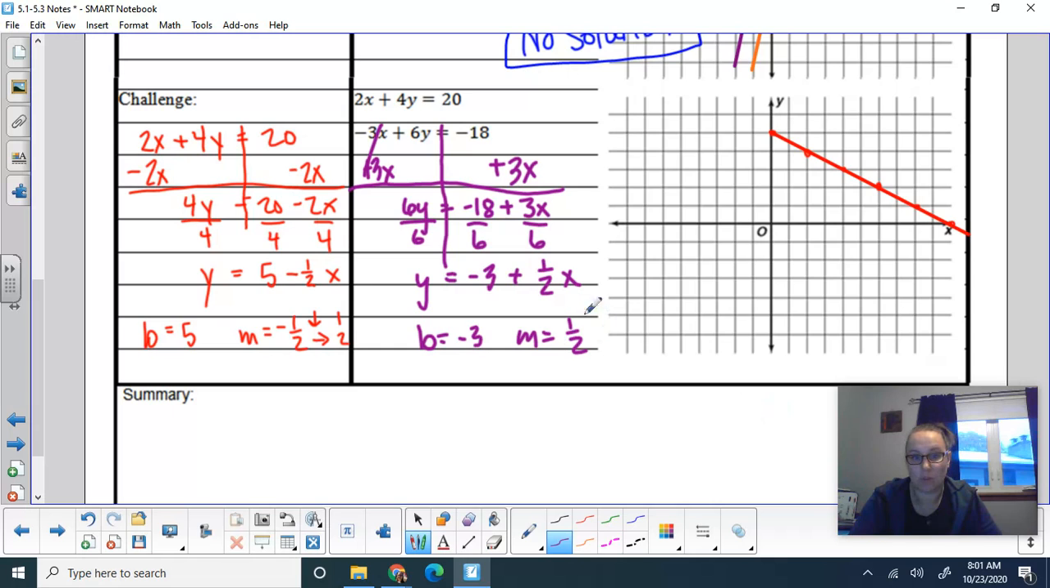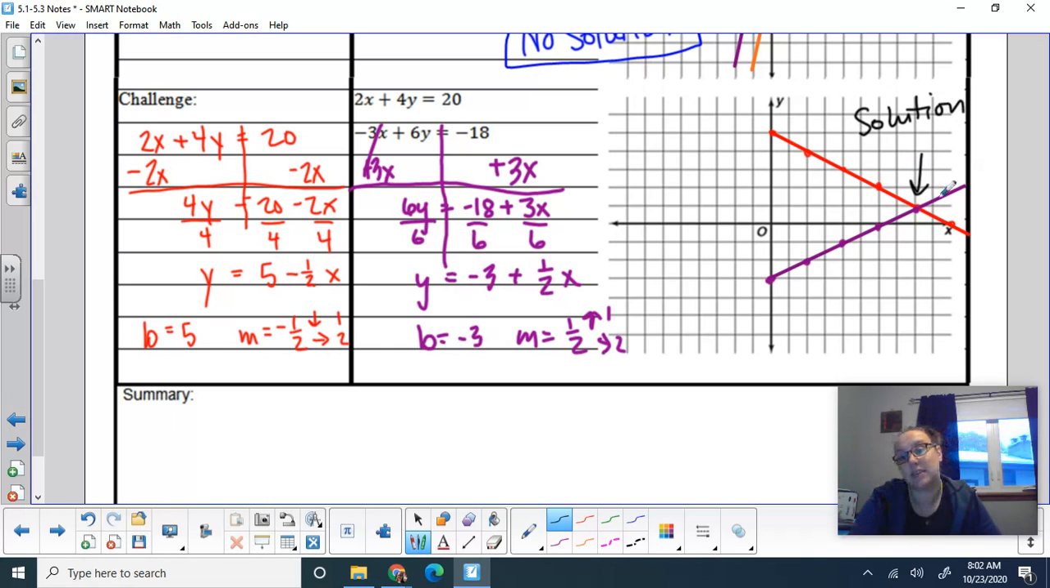So again, slope of 1/2 means that I'm going to go up 1 over 2. So I'm going to go ahead and start at negative 3. And this was a positive 1/2, so I'm going to go up 1 over 2, up 1 over 2, and I just keep repeating that process. And in the process of completing it, I see that my lines do end up overlapping. They're overlapping at this point right here. So now I need to determine the coordinates of that point because that is my solution.